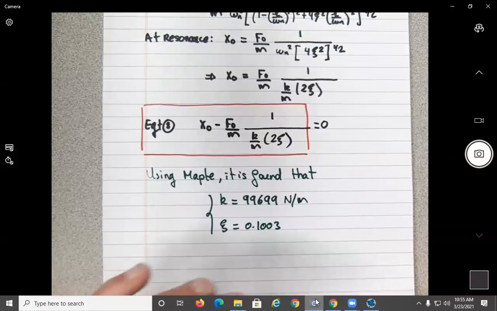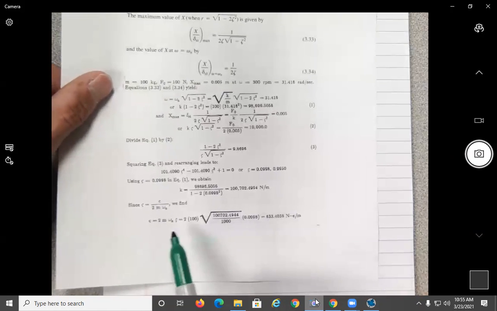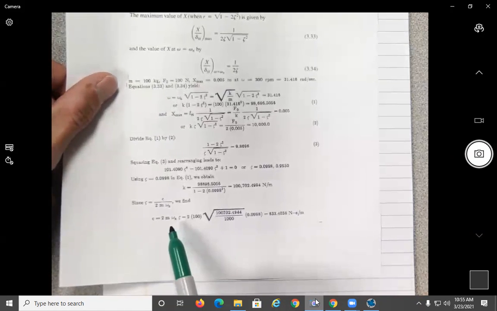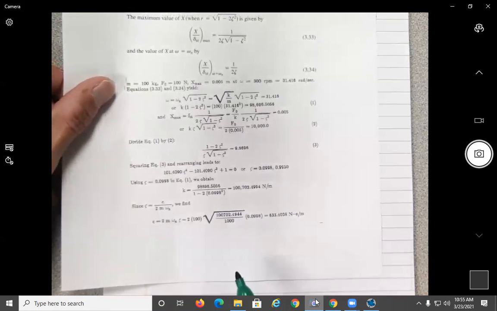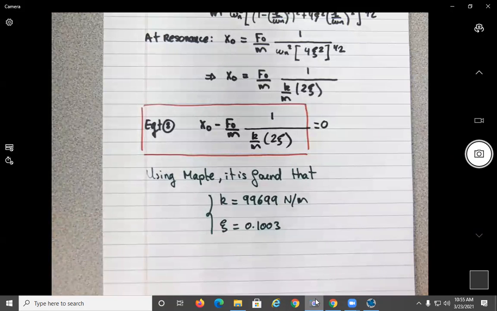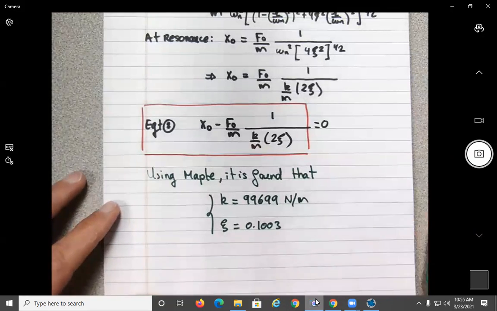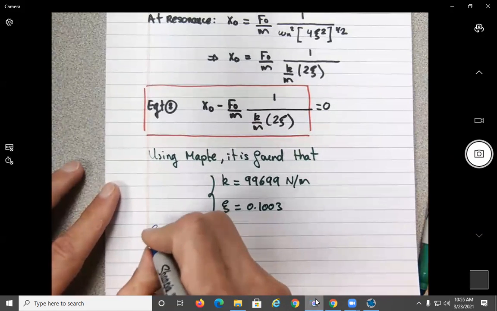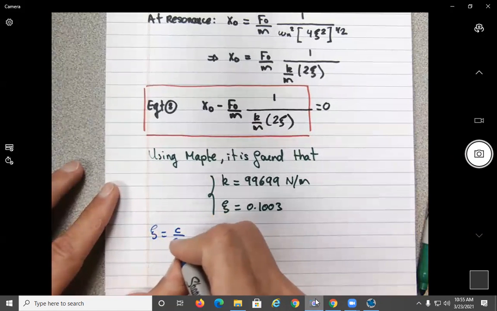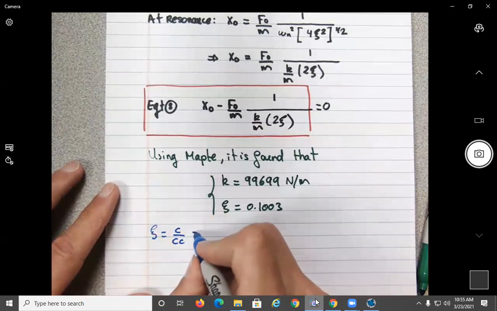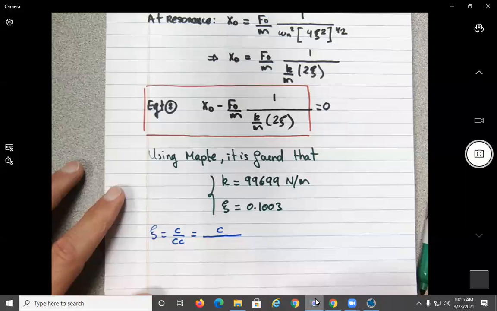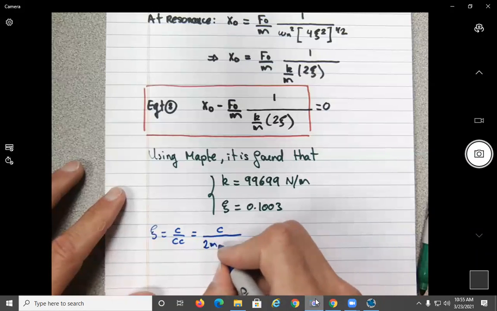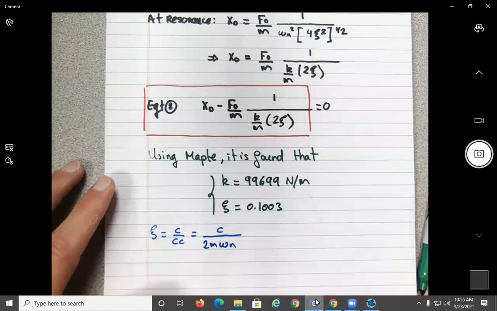Okay, so in this problem, I'm going to do it this way, but we don't want to get exactly the same thing. They don't ask us for C, they ask us for C. Okay, so the relation that we have for C was what? By definition, C is C over the critical damping ratio, and the critical damping ratio is equal to 2m omega sub n.